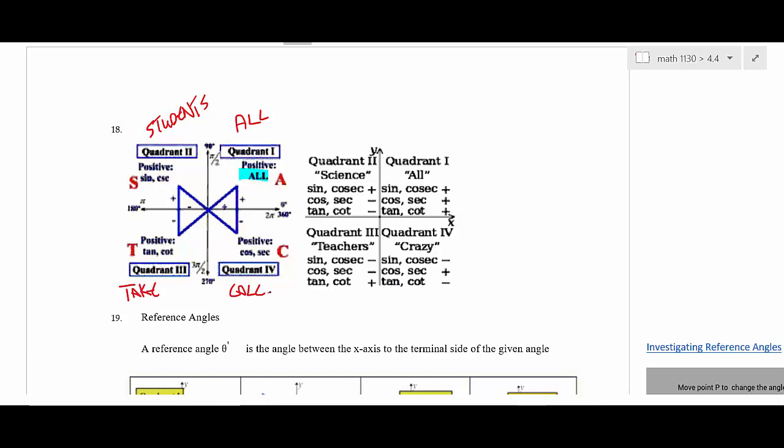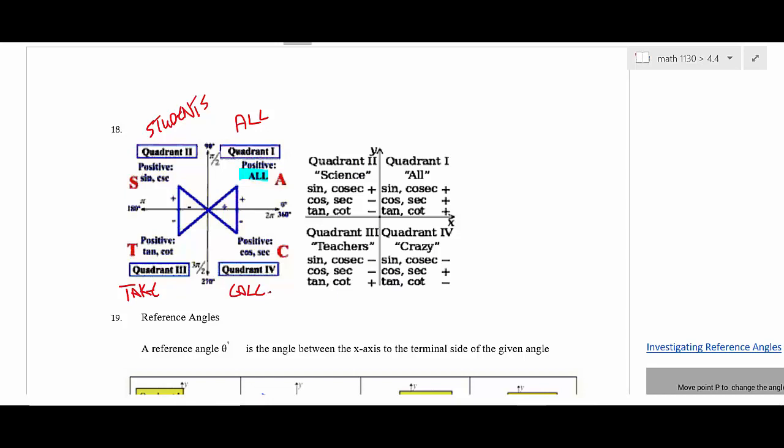Everything else is negative. The Take stands for tangent. So the tangent will be positive in this quadrant along with the cotangent. Everything else is negative. Quadrant 4, that's Calculus, so that stands for cosine. Right, so you can do that. Some of you have probably learned that before.